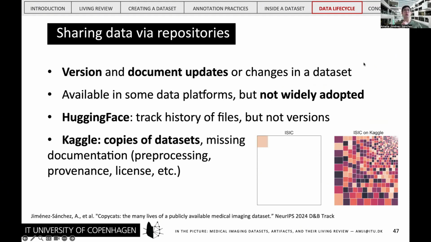And then very important regarding sharing data via repositories is that whenever a dataset is updated or changed, it should be versioned and the changes should be documented. While this functionality is available in some data platforms, it's not widely adopted. For example, Hugging Face provides a way to track the history of files, but it does not explicitly version their dataset. And we've already mentioned this, but on Kaggle, we found in this work many copies of datasets, which are usually missing documentation or missing the details about preprocessing, provenance, license, and so on.